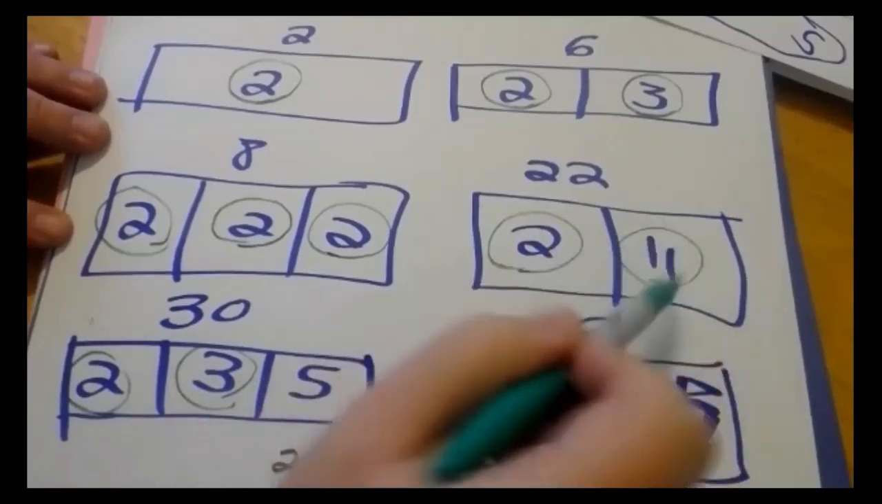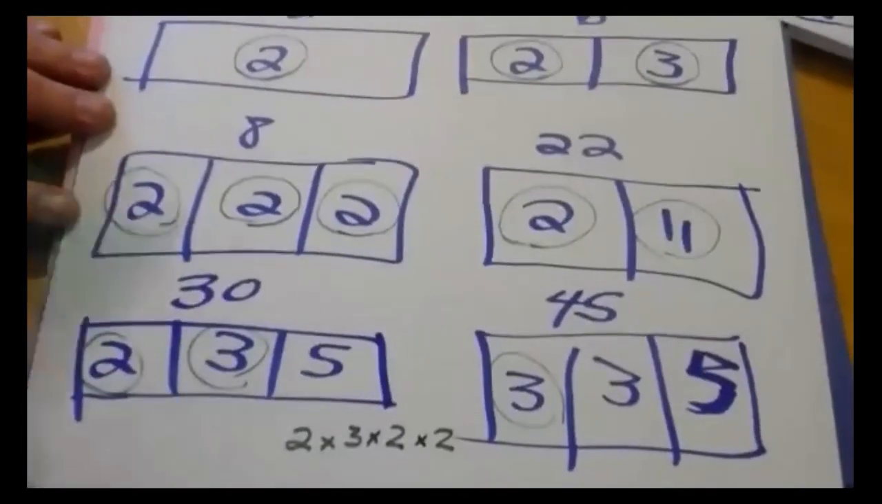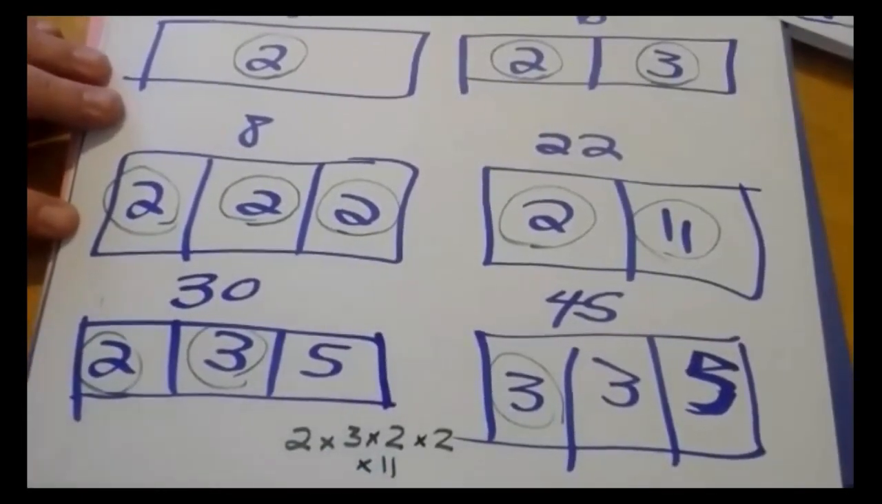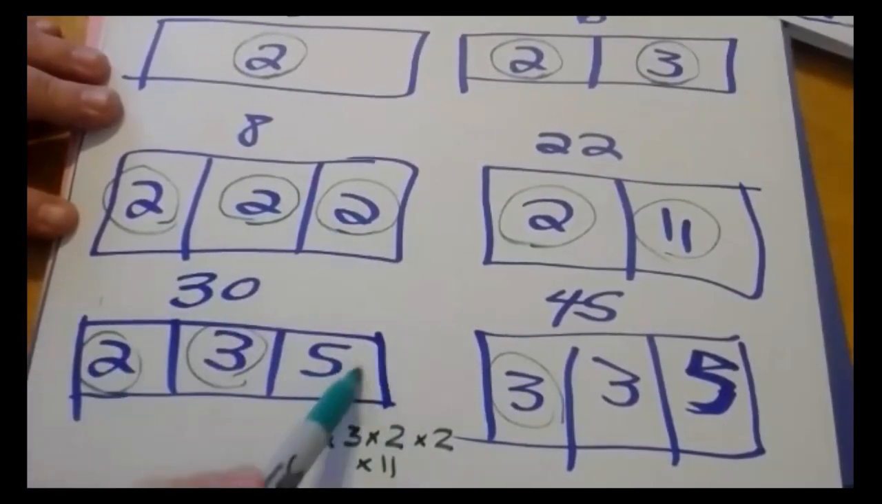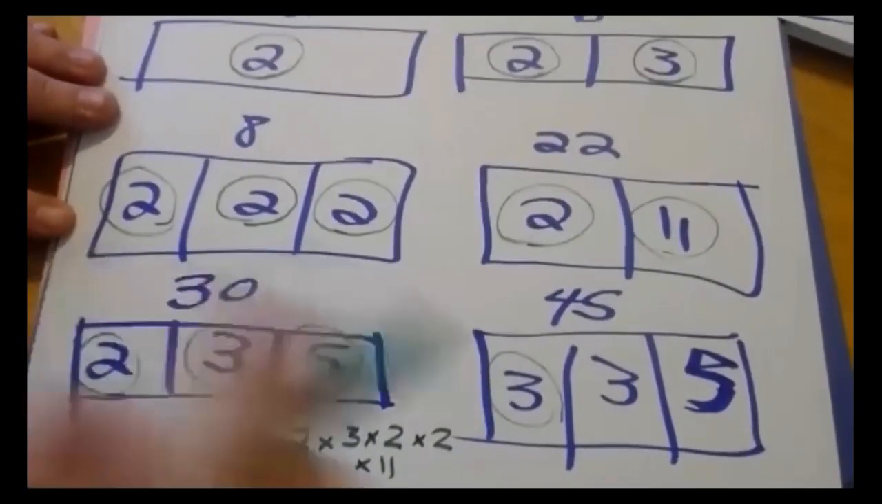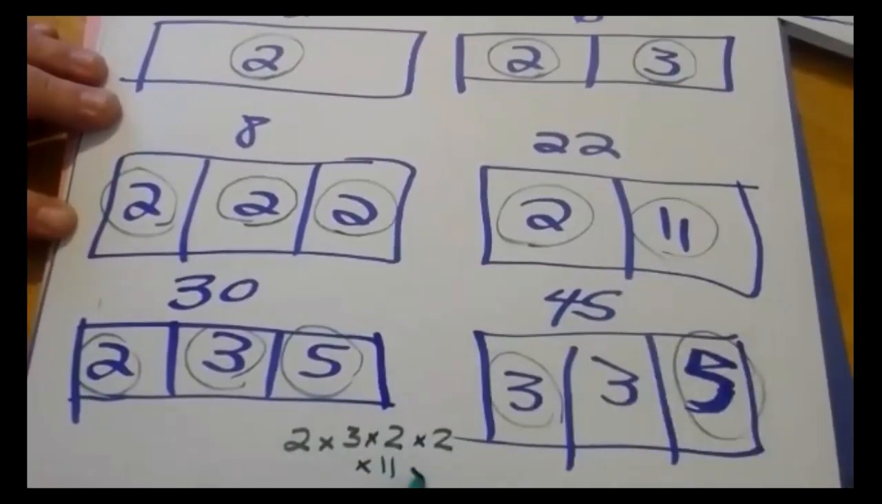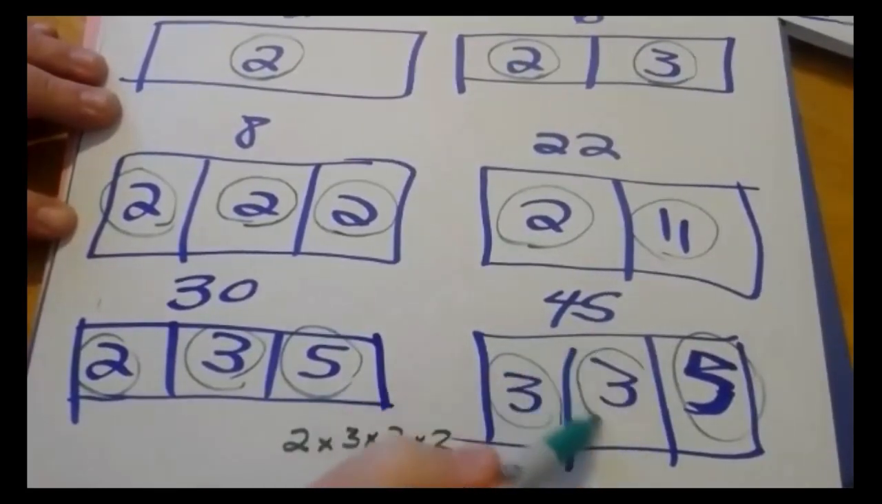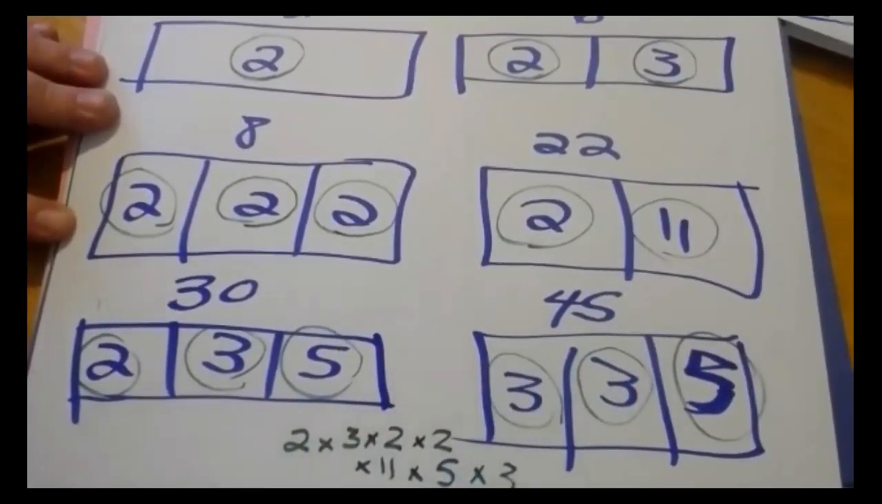Then I go to this 11. Do I see 11 anywhere that I could circle? Again, the answer is no. Here's 5. Do I see 5 anywhere else that I could circle? And the answer is yes, right here. So I write 5 one time. And there's a 3 left lingering here, so I have to put that there as well.